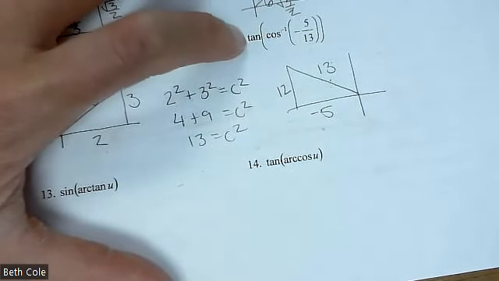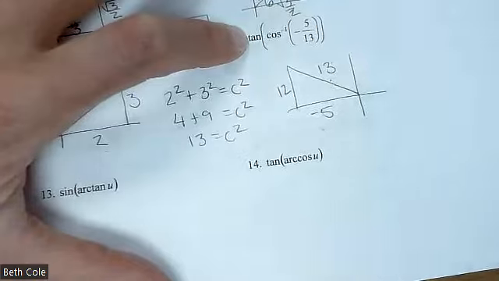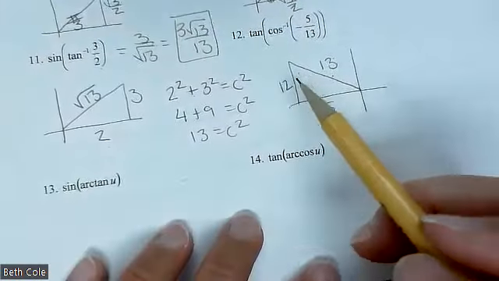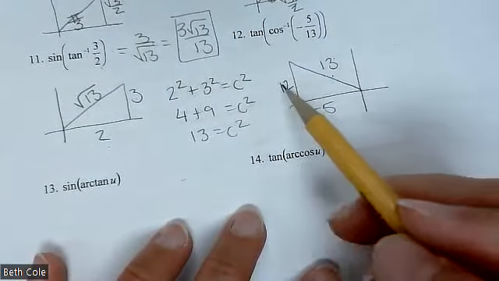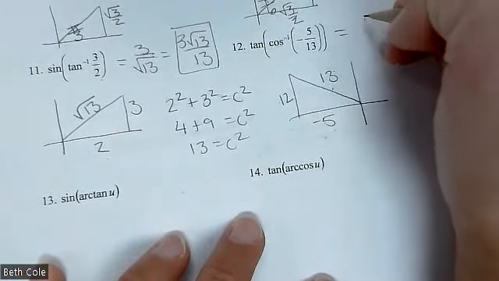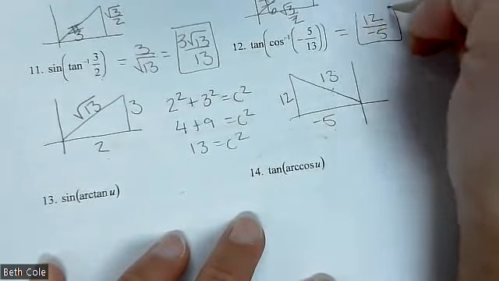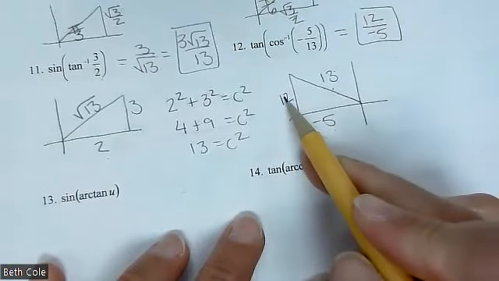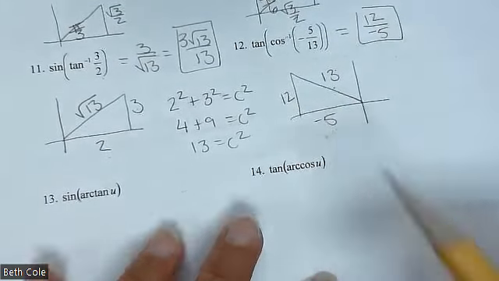And we're going to do tangent of this triangle. This is like your work. Now we're going to do tangent. Tangent is opposite over adjacent. So it'll be 12 over -5. Opposite over adjacent, so 12 over -5.